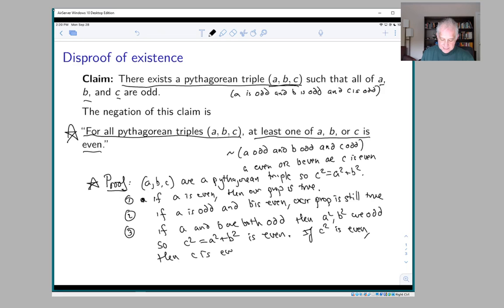And how do we know that? Well, I think we've actually proved it before, but maybe an easier way to say it is, if c were odd, then c squared would be odd because the product of odd numbers is odd. So using the contrapositive, if c squared is even, then c must be even. So that proves this little proposition that if you have a Pythagorean triple, at least one of the three numbers a, b, and c has to be even.